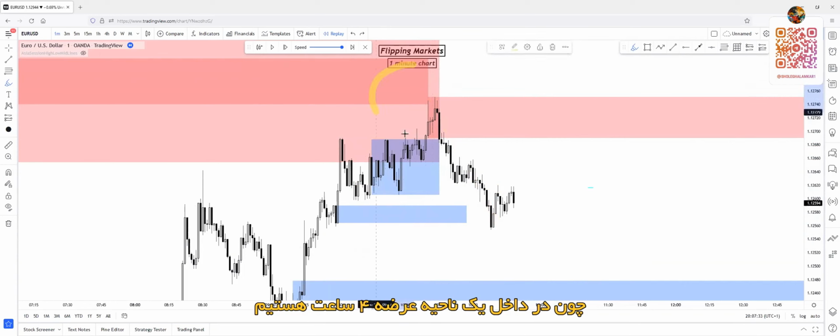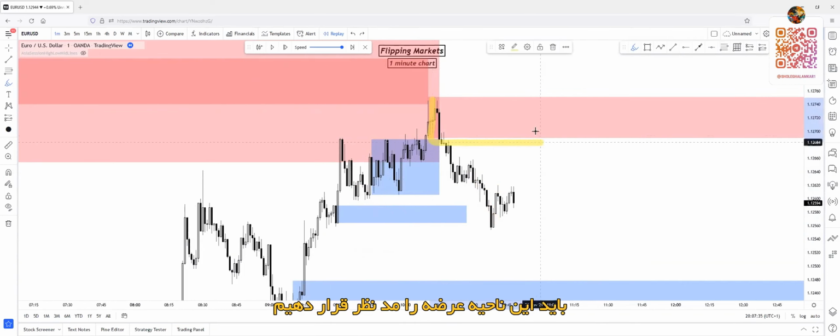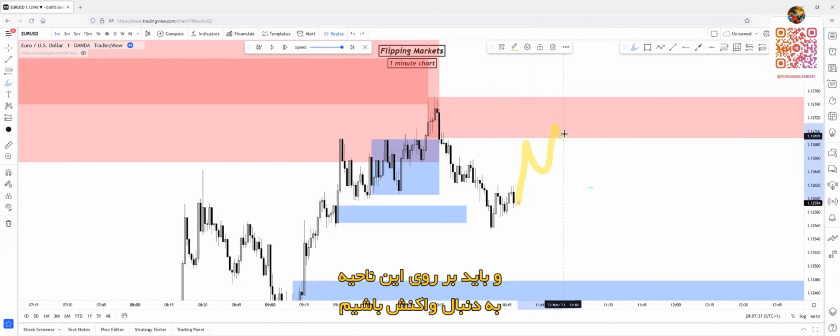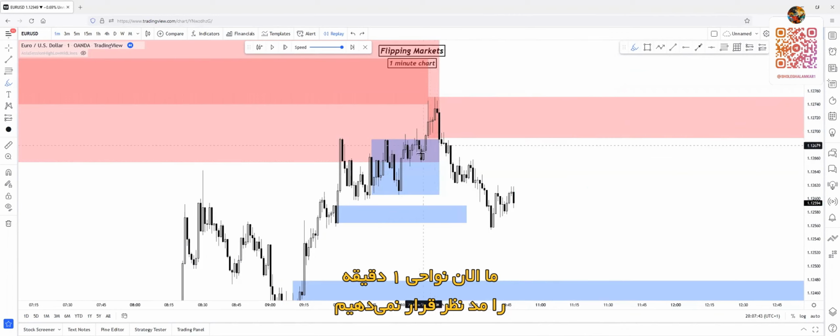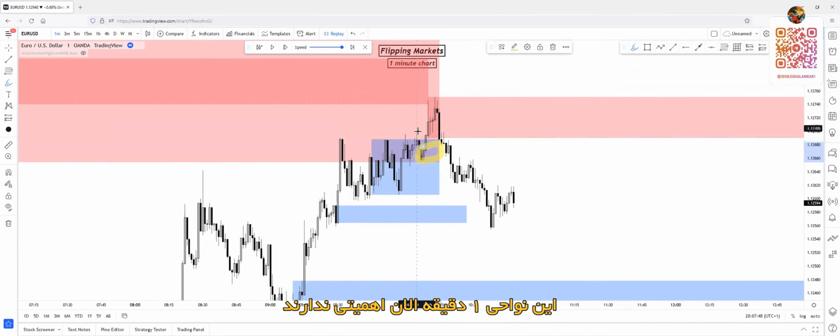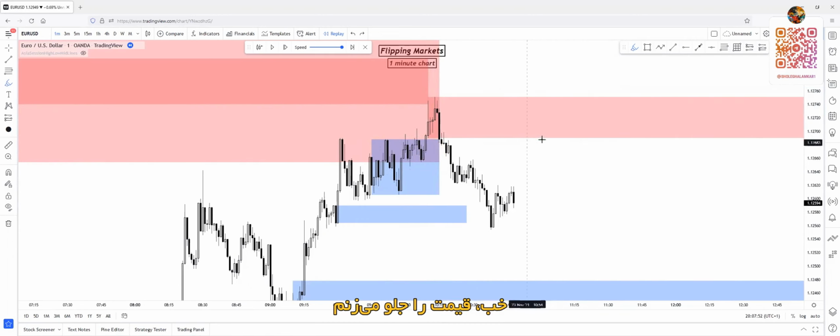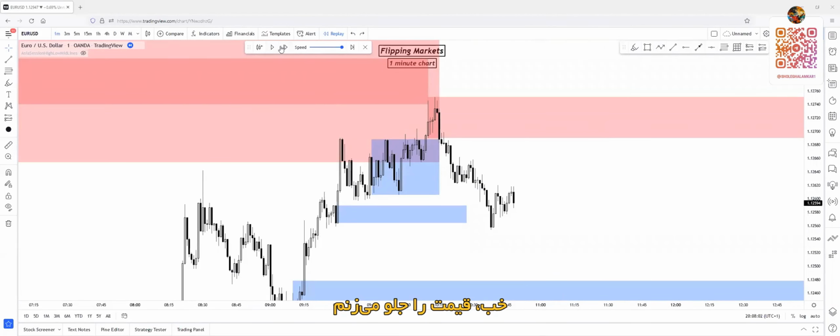Because we are inside of a 4-hour supply zone, we have to aim for this supply zone, and we have to search for a reaction on this supply zone and a change of character on the 1-minute structure on this supply zone. And we are not aiming for 1-minute zones right now. So these zones are irrelevant right now. We are aiming for this one. Okay, so I will just play price forward and wait for a reaction on this zone. So let's just play price forward.